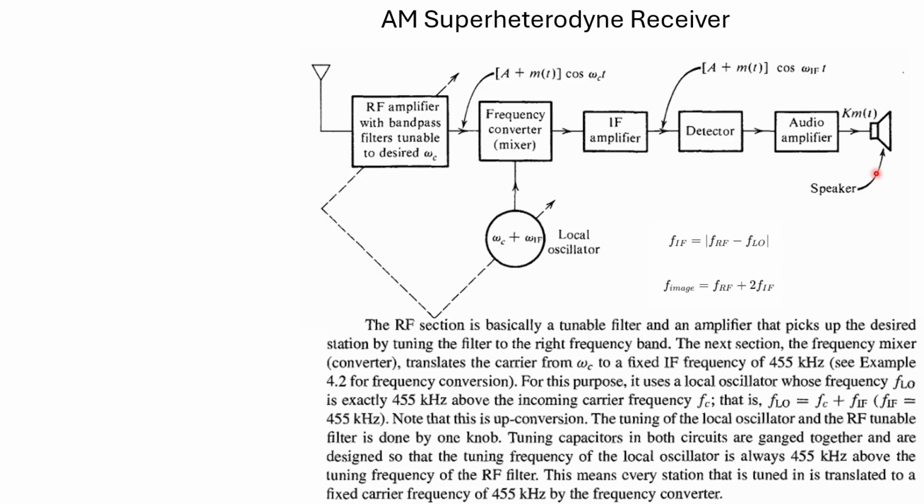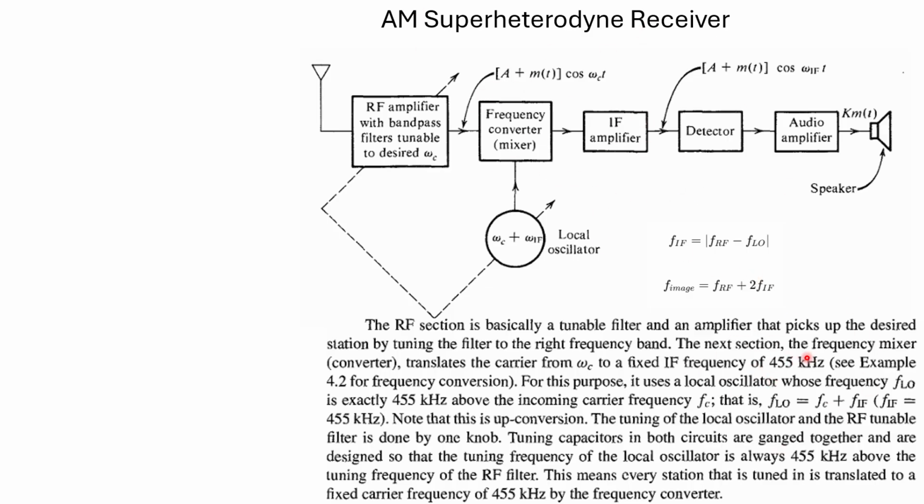So the RF stage is basically a tunable filter and amplifier that picks up the desired station by tuning the filter to the right frequency band. So next, the frequency translator converts the carrier from omega c to IF, right? IF is the intermediate frequency, which can be calculated as equal to modulus of f of RF minus f of LO. Generally the IF frequency is fixed, right? And what is the value? That is 455 kilohertz. This is valid only for the AM superheterodyne receiver, right?